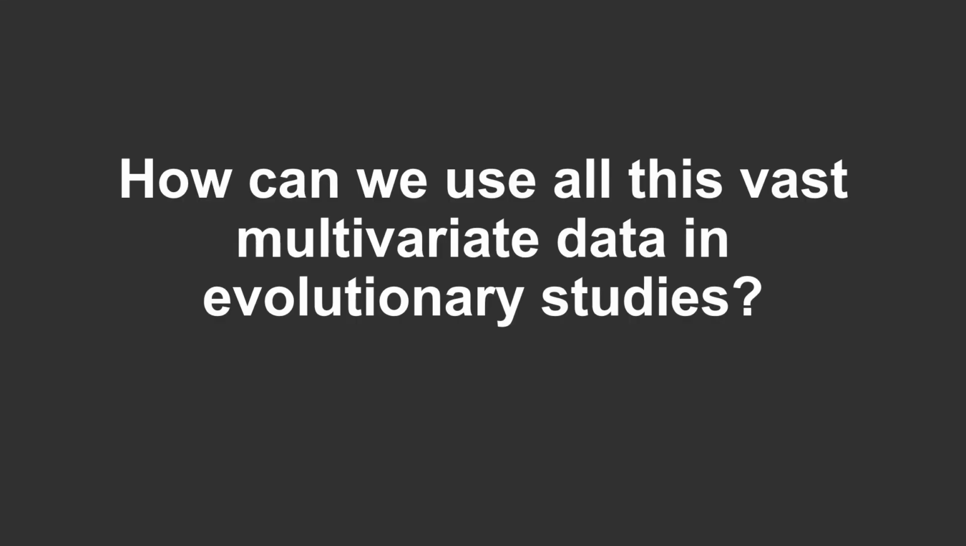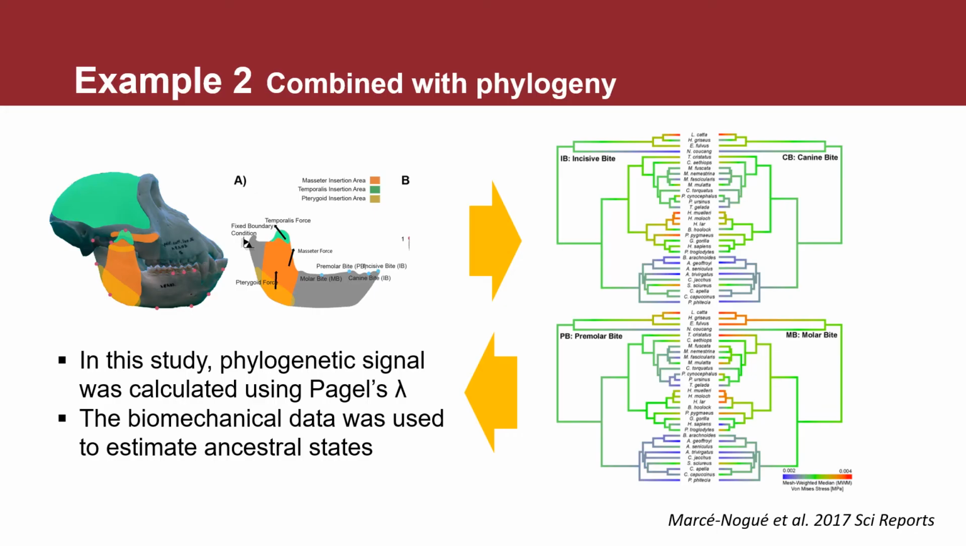Finally, how can we use all this vast multivariate data in evolutionary studies? In the same example, we included phylogeny in the dataset. So we calculated the phylogenetic signal using Pagel's lambda, and we used our FEA data to estimate ancestral states.